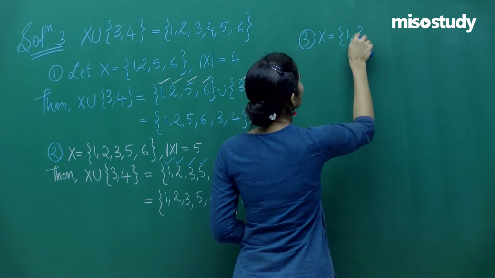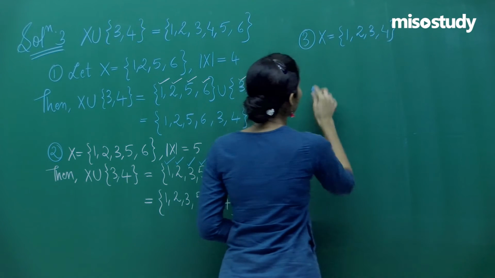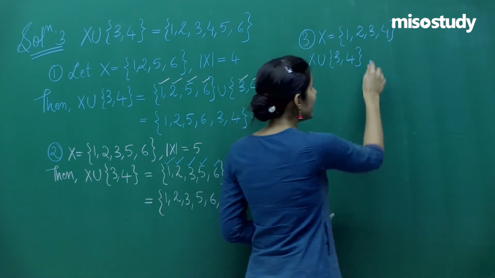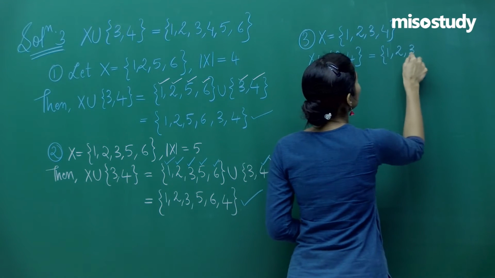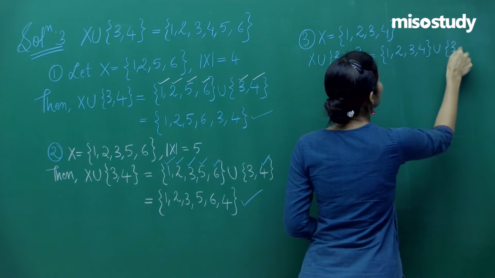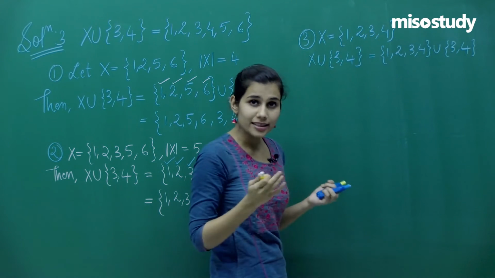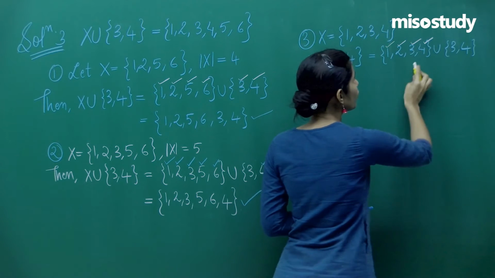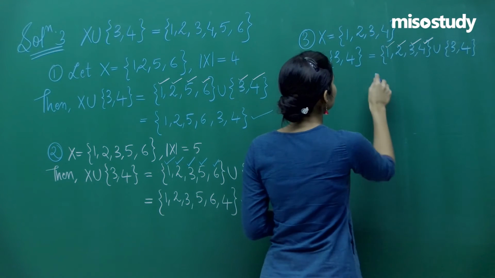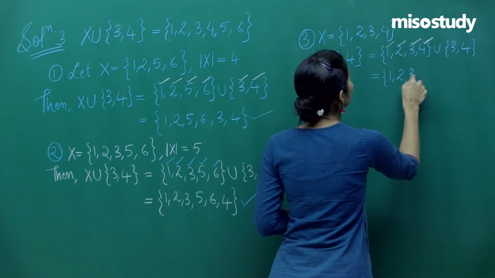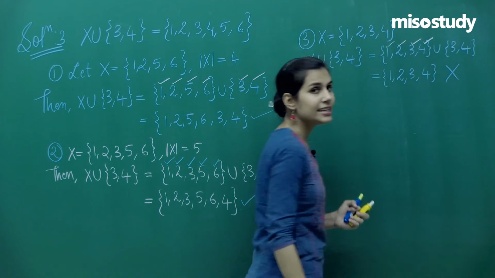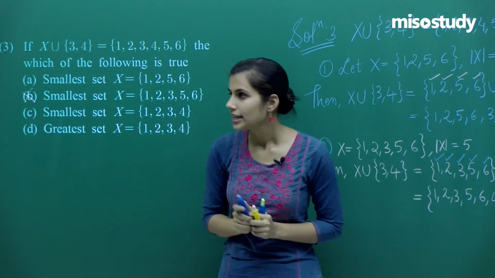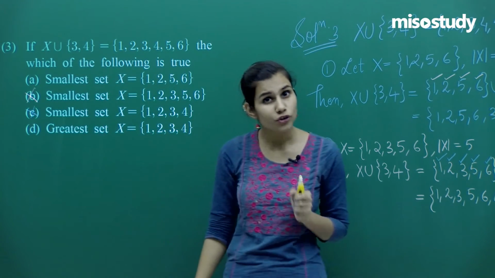Suppose X is {1, 2, 3, 4} and I take X union with the set {3, 4}. Then I obtain {1, 2, 3, 4} union {3, 4}. I have to collect the distinct members, so it's 1, 2, 3, 4, that's it, because this 3 and this 4 are already taken. This gives me the set {1, 2, 3, 4}, which is absolutely wrong because I want 1, 2, 3, 4, 5, 6, which is not the case.